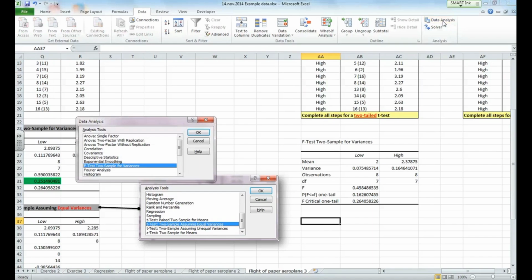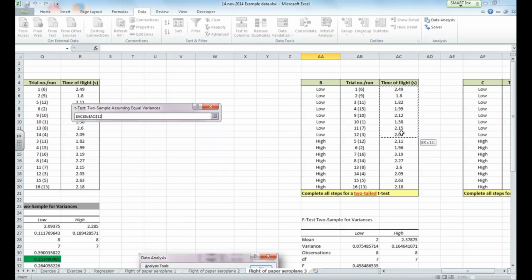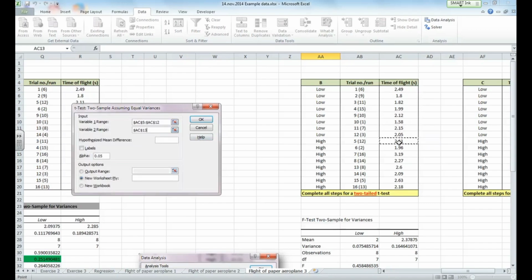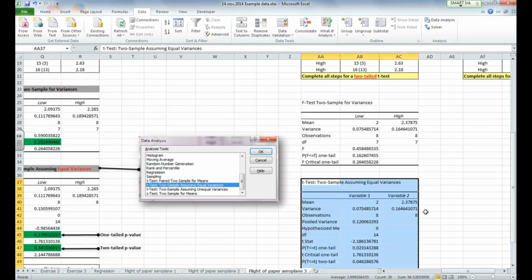So if we go back to data analysis and look for equal variances and click OK. Now my variable range 1, I'm going to highlight the same data I did before. Variable 2. Okay, now when you're doing a t-test, your null hypothesis is that there is no difference. So your two means are the same, and if the two means are the same, the difference between them is 0, right? So if you subtract them, you should get 0. So that's what we're always testing against, that the means are the same. So we're going to put a 0 in there. I don't have labels, and I'm going to continue with alpha is 5%. My output range, make sure again to click back in that box, is there, and click OK.